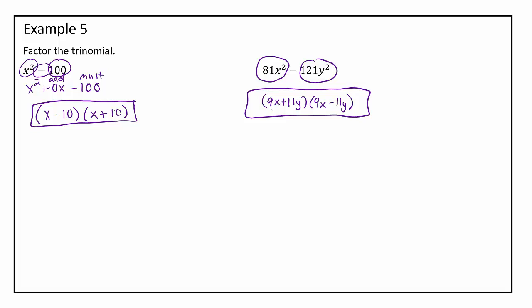And if you're in any doubt that what we did is actually correct, then FOIL this out or distribute this out. 9x and 9x is 81x squared. 9x and negative 11y is negative 99xy. And then these middle terms make positive 99xy. So they cancel each other out, which is why we don't have a middle term.